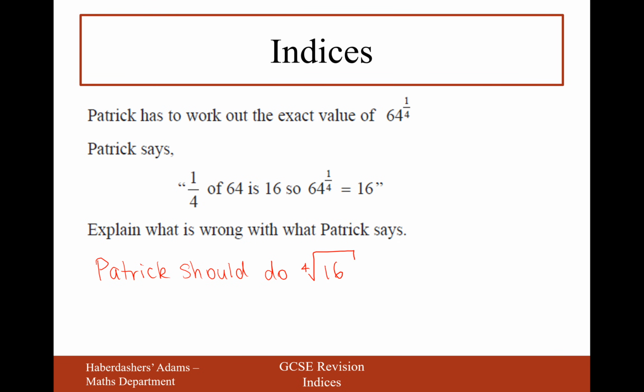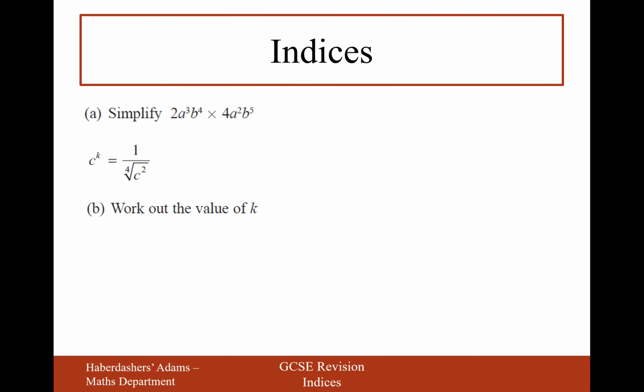do the fourth root of 64. This is what the fourth root looks like. It's a little 4 on the tip of a square root. So it's the fourth root of 16, which equals 2. So that's what Patrick should do. Moving on to the next one. Pause the video and have a go at this question.